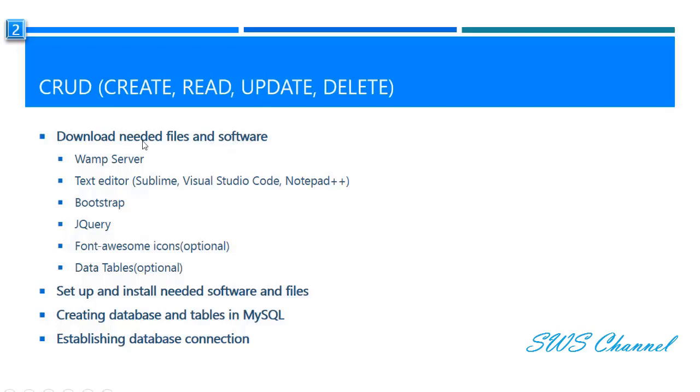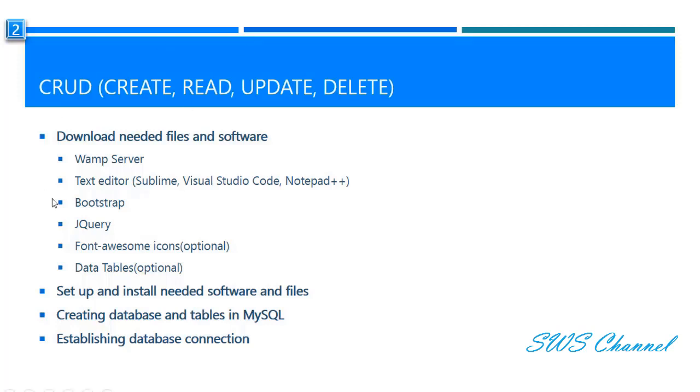Firstly, we need to download and install this software and these files. The first one is One Server. One Server is a virtual web server. We need to install this. The second software we need is a text editor for writing our code. The famous and popular ones are Sublime, Visual Studio Code, or Notepad++. We will use one of them.